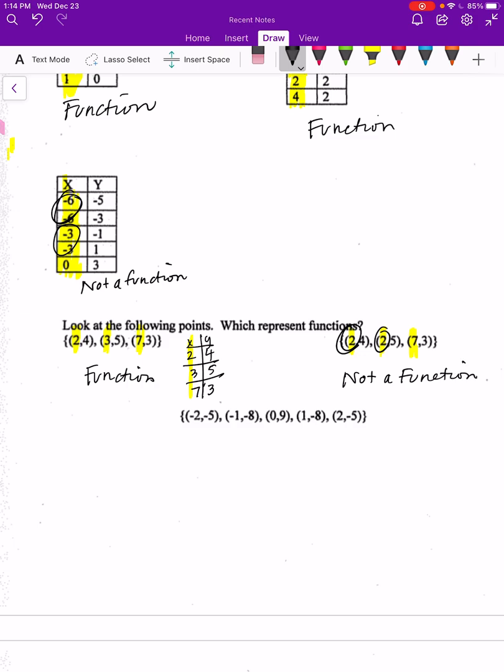And last but not least, look at your x's. -2, negative what? 0, excuse me. 1, 2. Did they repeat? They did not. So this is a function.